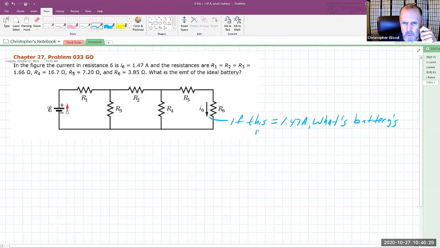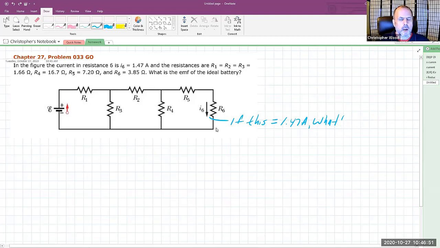What's the battery's voltage? Let me read that again. If the current going through resistor 6 is 1.47 amperes, which it is because that's given, what's the battery voltage? What battery voltage do I have to have if I have 1.47 amperes going through R6? So let me just erase all that.